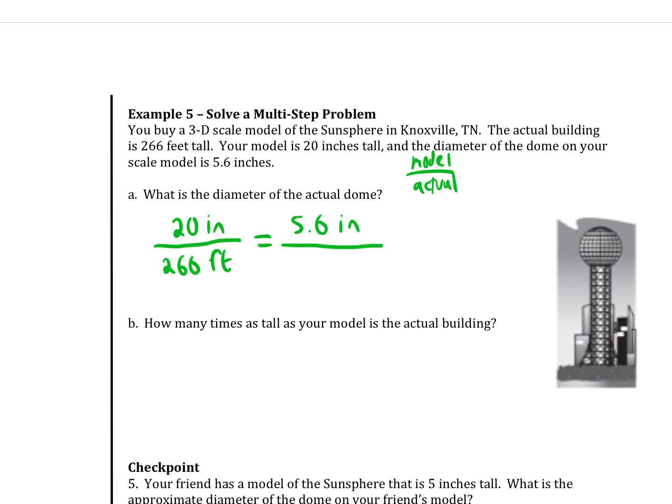Over, do we know the actual diameter of the dome, or is that what we're looking for? That's what we're looking for, so we're going to call that x feet, okay? Now we can do our solving.